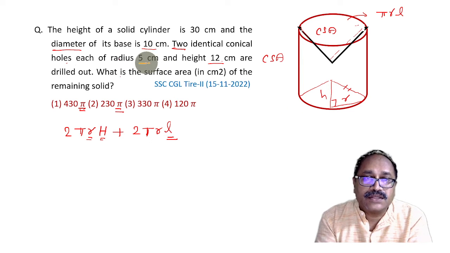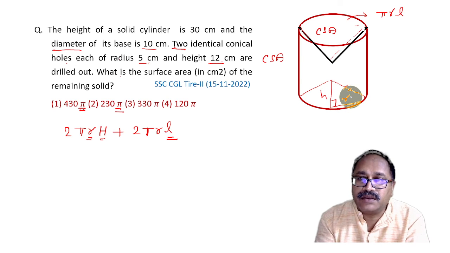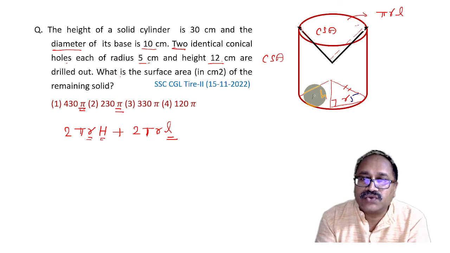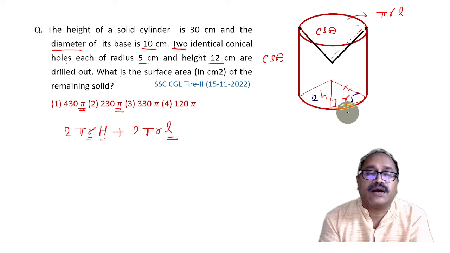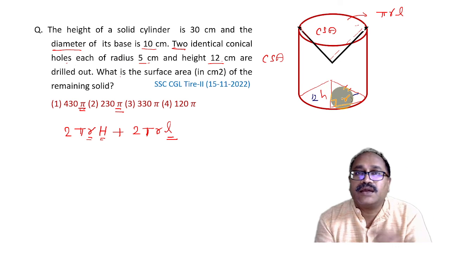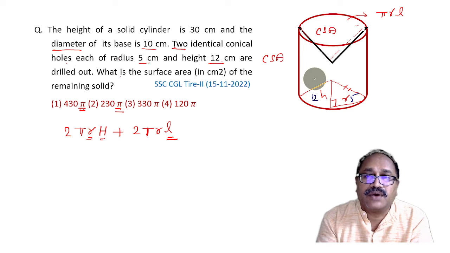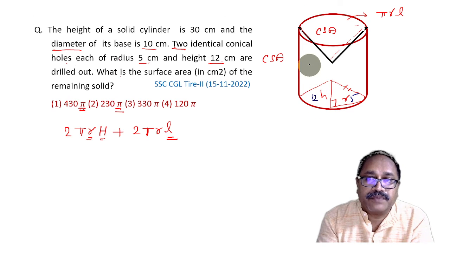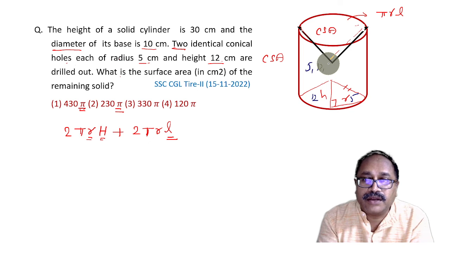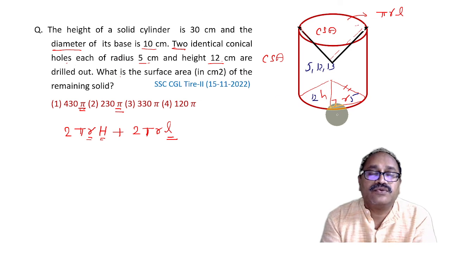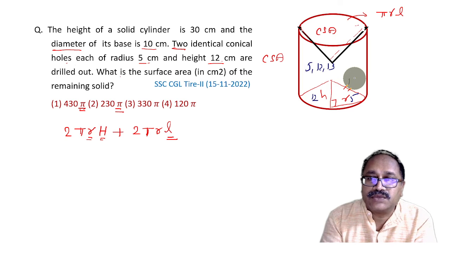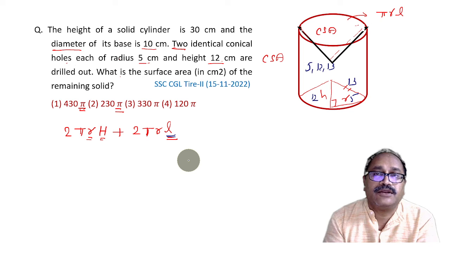And look at this, what are the values we have? The r is 5 here and the H is 12 here. So I need to find out the hypotenuse. And in a right angle triangle, we know that 5, 12 and 13 are the triplets. So we don't need to use the formula here. We know that this part is 13. So the slant height is 13.